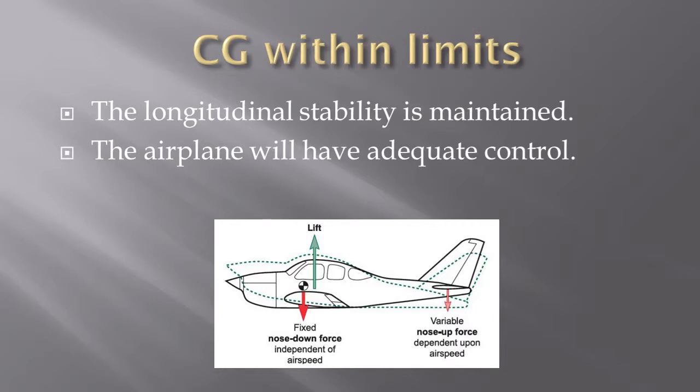This produces a fixed nose-down force independent of the airspeed. This is balanced by a variable nose-up force, which is produced by a downward aerodynamic force on the horizontal tail surfaces that varies directly with the airspeed.